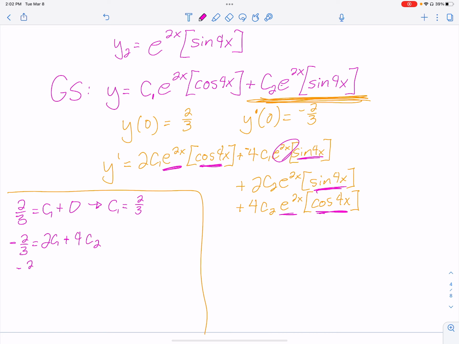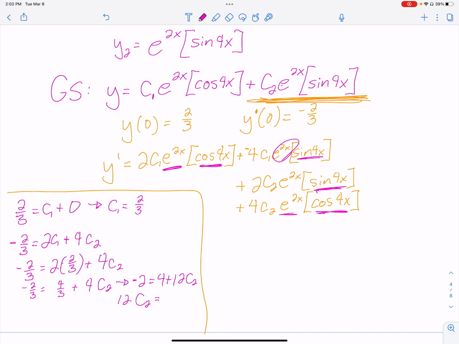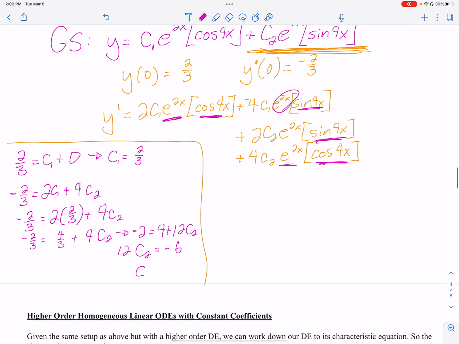I know that c1 is 2/3. Then I work that out. I got negative 2/3 equals 4/3 plus 4c2. I'm going to multiply everything by 3. So I got negative 2 equals 4 plus 12c2, which means 12c2 is equal to minus 6, which means c2 is equal to negative 1/2.